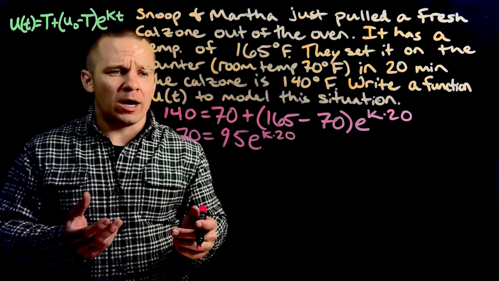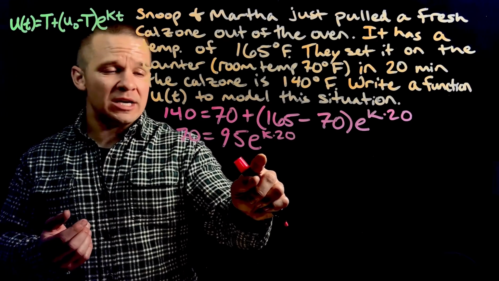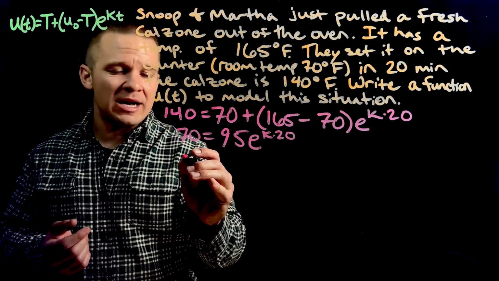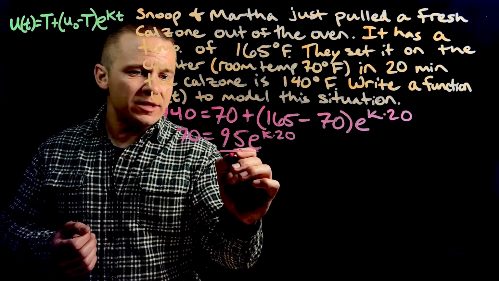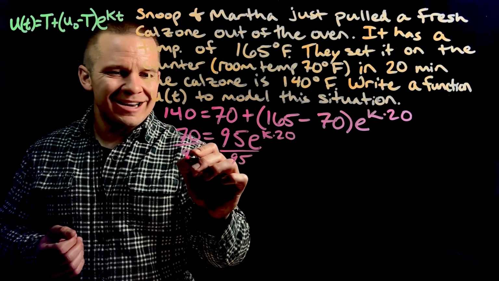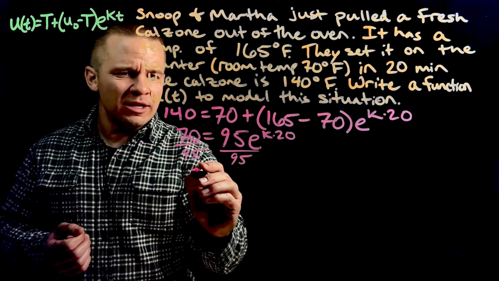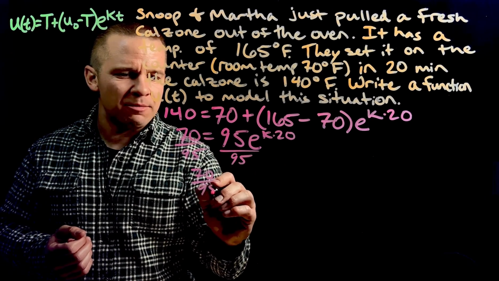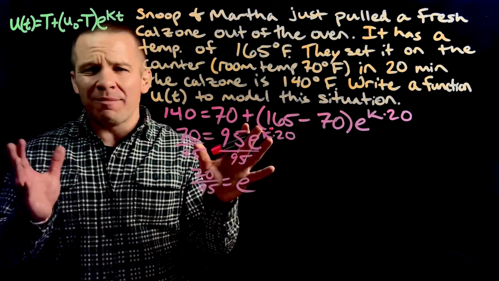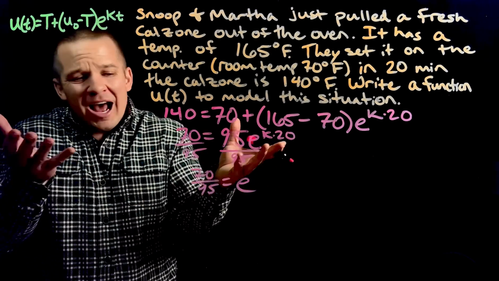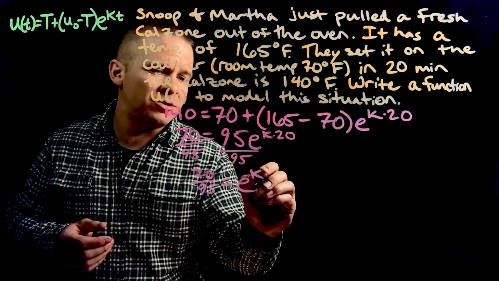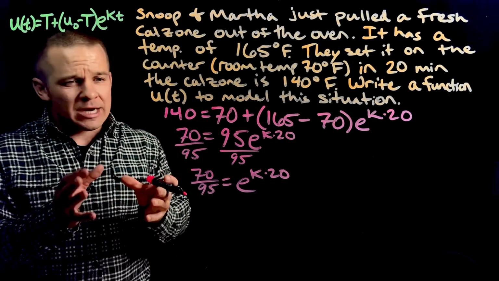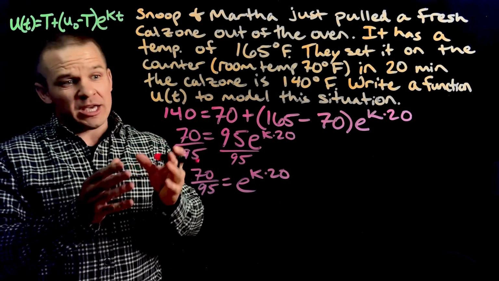So now what? Well, I have 95 times e, so I can actually divide both sides by 95. And I'm just going to leave that as 70 over 95. We could simplify it, but I'm not going to right now, because I don't have to. Okay, so now I have this fraction equals e raised to the kt.